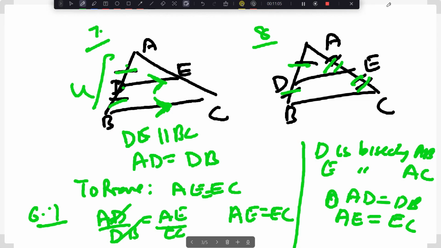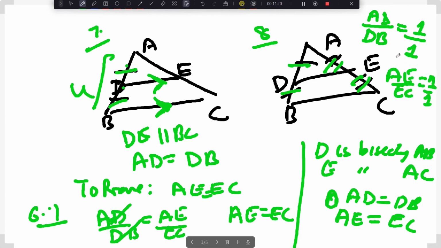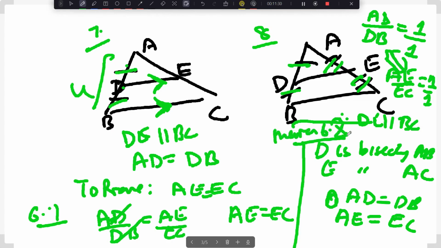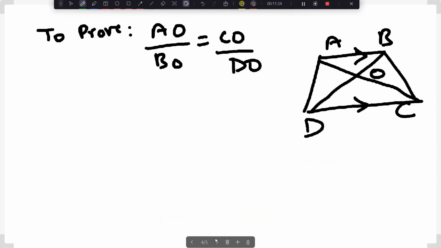Okay. So when we see this proportion of AD by DB, it is 1:1. And similarly, AE by EC, it is what? 1:1. So that means these two proportions are equal. Therefore, DE is parallel to BC. And this is by theorem 6.2. Understood? I hope it's quite clear. It's very clear, right?